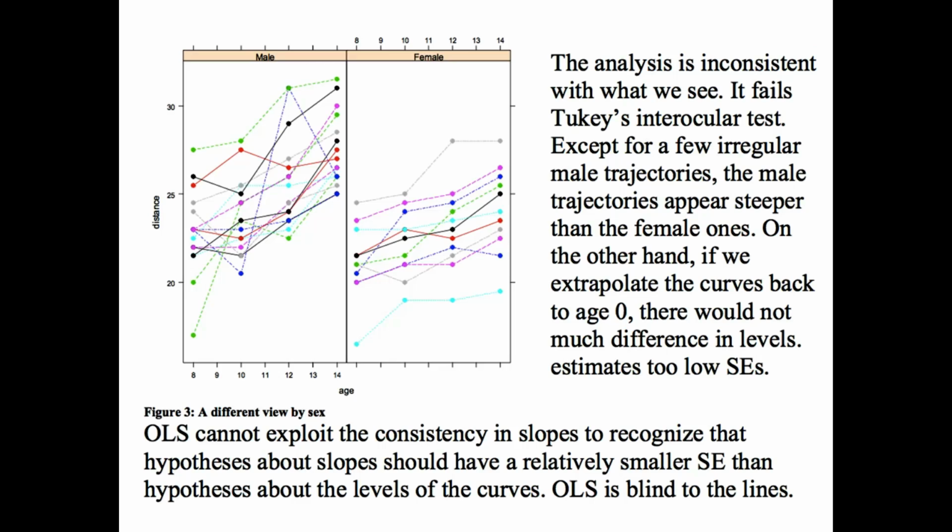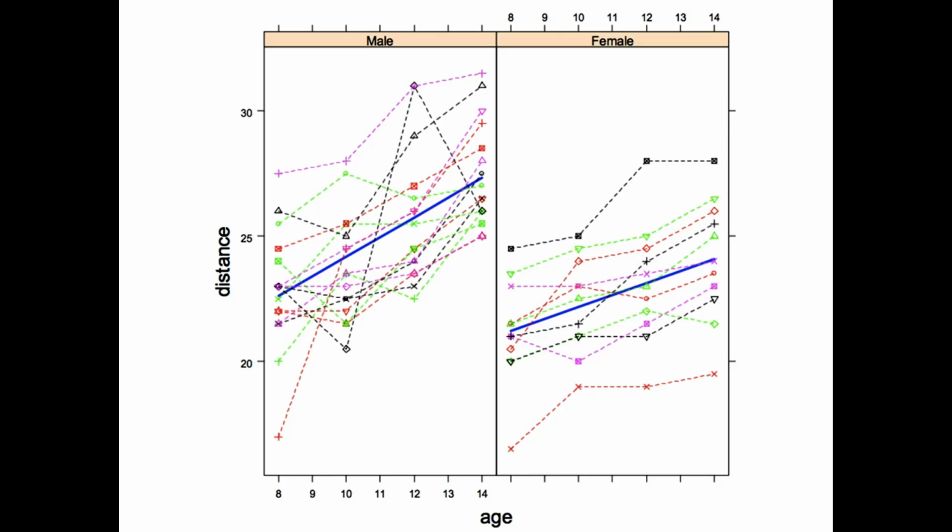So it fails Tukey's interocular test, and again, I'm borrowing some of Professor Monet's slides. Except for a few irregular male trajectories, on average it looks like the male slopes are a bit steeper than the female slopes. And this is something that we're not getting, because we don't see that interaction when we're looking at just the regular linear model. You can see this a bit easier when you look at the overall regression line for each. It looks like for the boys there is a bit of a steeper slope.